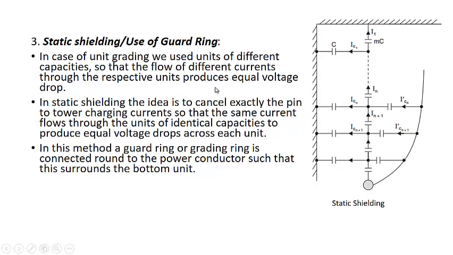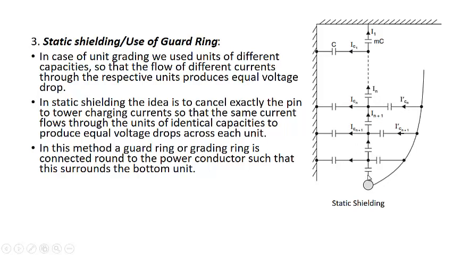So what we practically do is static shielding and use of guarding. In case of unit grading, we used units of different capacities so that the flow of current through the respective units produces equal voltage drop. We have discussed this just before. But in static shielding, the idea is to cancel exactly the pin to tower charging current so that the same current flows through the units of identical capacities to produce an equal voltage drop across each unit. In this case, we are using identical units and we are trying to find out the method in which these charging currents or leakage currents are cancelled out by these currents.